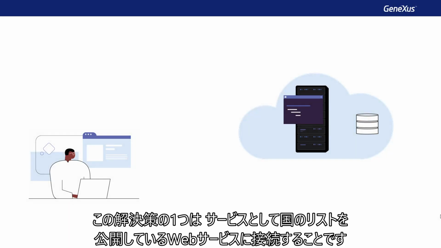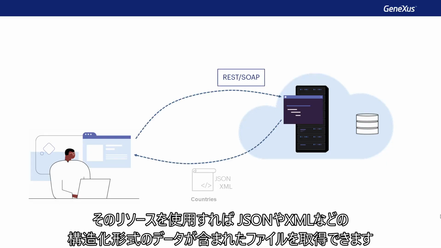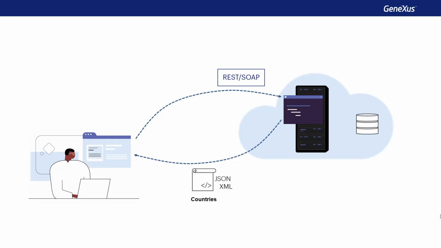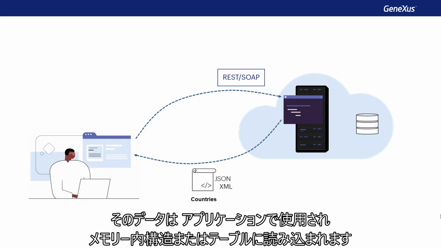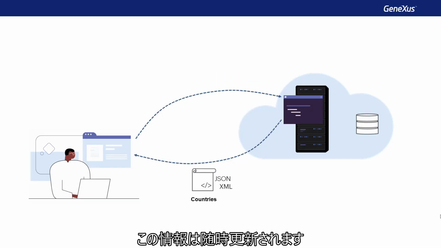One solution to this is to connect to a web service that publishes the list of countries as a service. Consuming that resource, we can obtain a file with the data in structured form, for example, JSON or XML. This data is used in our application, either to populate an in-memory structure or a table. We'll update this information from time to time.